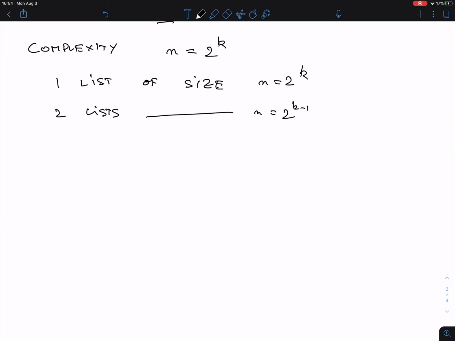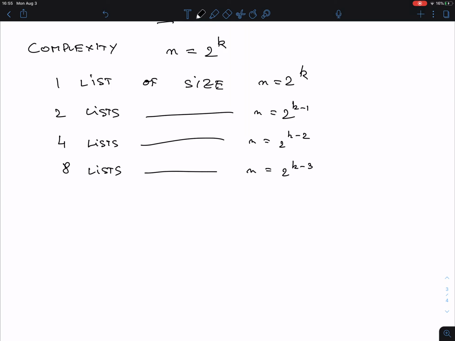Each of these 2 lists is going to have to be treated again, and each of these 2 lists will be divided in 2. So altogether we're going to have 4 lists, and each of these is now half of this size. So n is now 2^(k-2). Then each of these 4 lists is going to be subdivided, and we're going to have 8 lists, and they all will have size 2^(k-3).